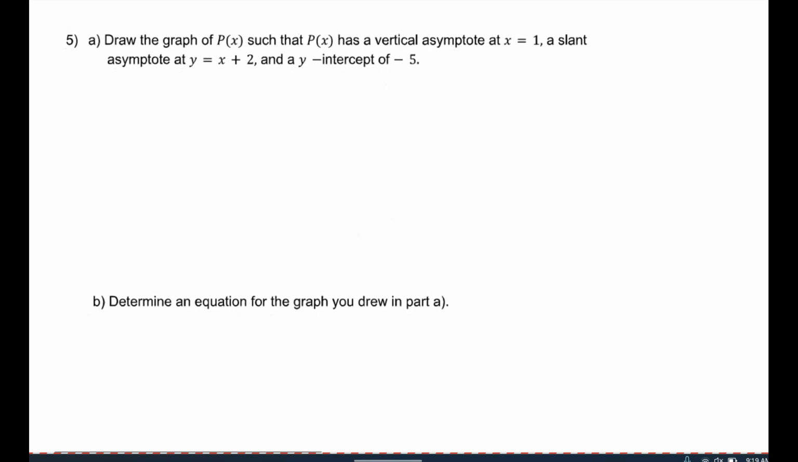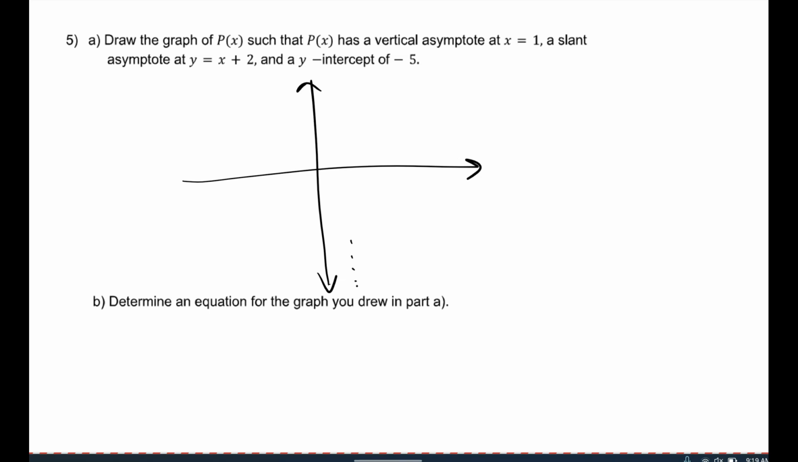So for the last one, number 5, I want to draw a function p of x such that p of x has a vertical asymptote at x equals 1, a slant asymptote at y equals x plus 2, and then some y-intercept that's at negative 5. So I'm going to do a real rough sketch of that, and then we're going to try to determine that equation.